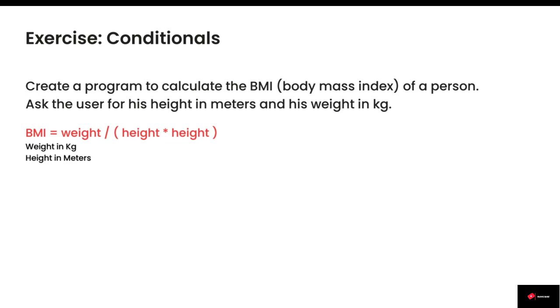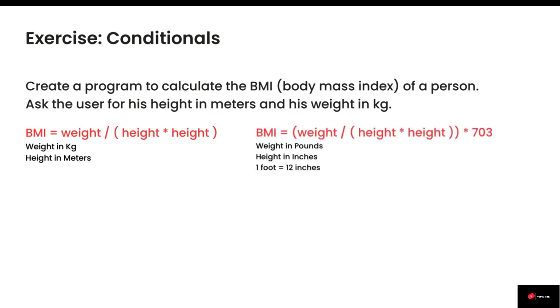In case you want to use feet and inches for the height and pounds for the weight, you can use the following formula. So the BMI is going to be the weight in pounds divided by the squared height in inches, and all that multiplied by 703. So you're going to have the same index.